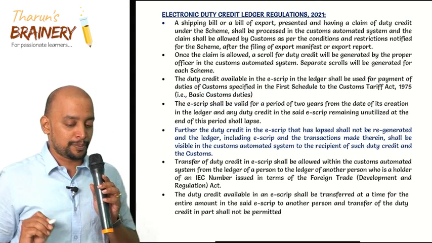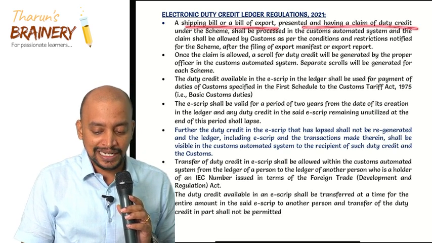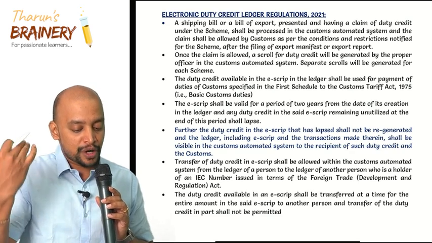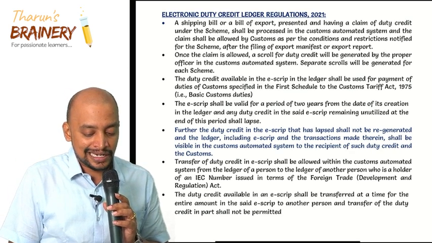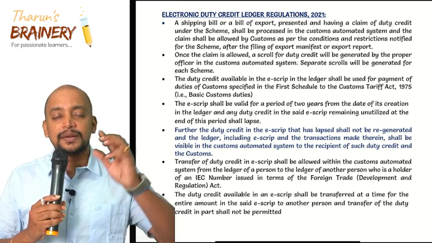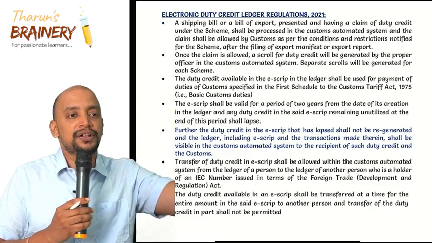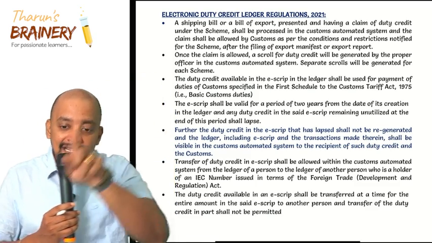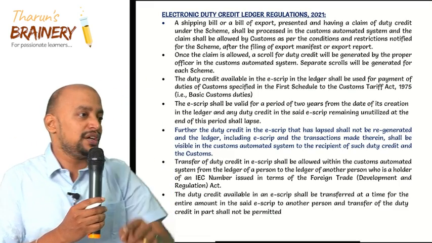Very, very important point. Whenever a shipping bill or bill of export is presented with a claim of duty credit, that will be processed and one duty credit scrip will be generated and given. Scrip means it will have one number. One scrip number will be there, and that scrip number will be given. And whenever we are importing, we file the bill of entry. The scrip number we need to enter there so that the money gets debited from the duty credit ledger.